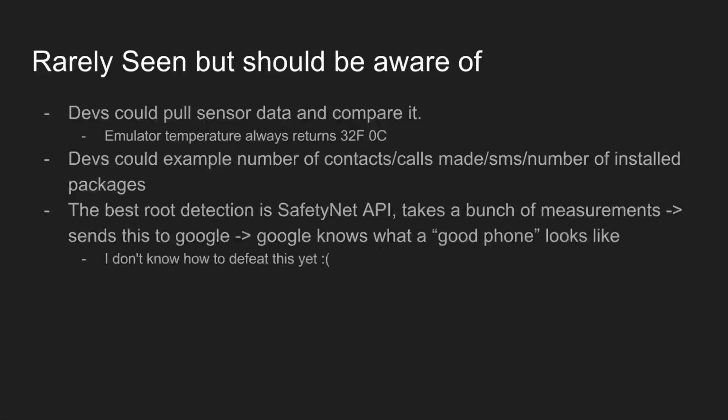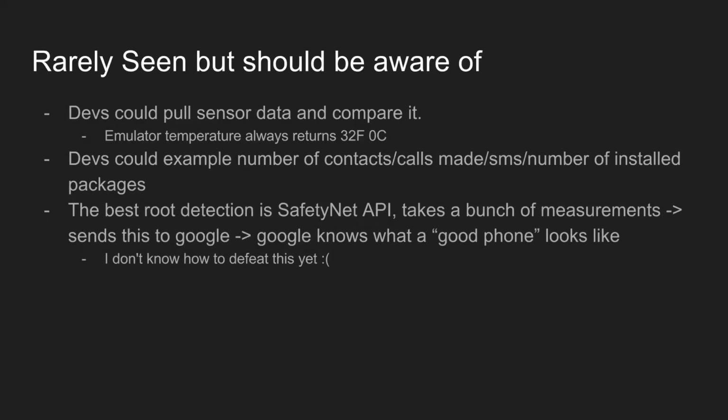Dynamic checks. These are super rare, but it can be done. So devs could pull sensor data and compare it. One of the things I did at my job at MITRE is I built a little tool that would check if I was running an emulator. The emulator always returns a temperature of 32 degrees Fahrenheit or 0 degrees Celsius, depending on where you are, right? So if I'm in California and it's 32 degrees Fahrenheit, I'm probably running on an emulator. Devs could do more sophisticated checks, like checking the number of contacts, calls made, SMSs, number of installed packages.